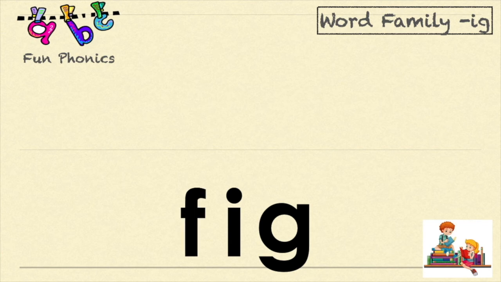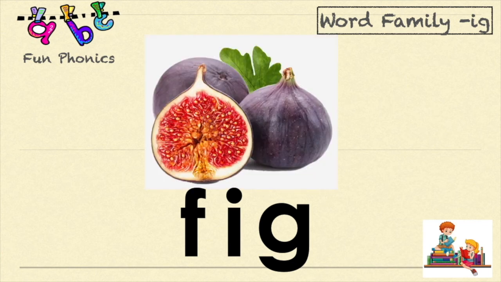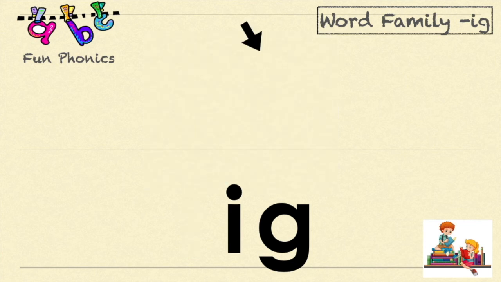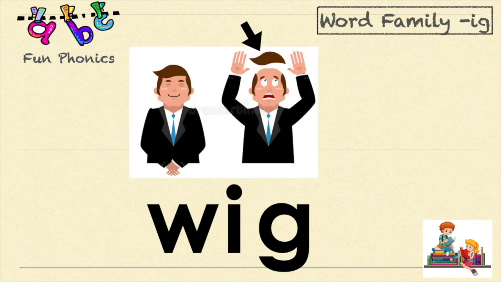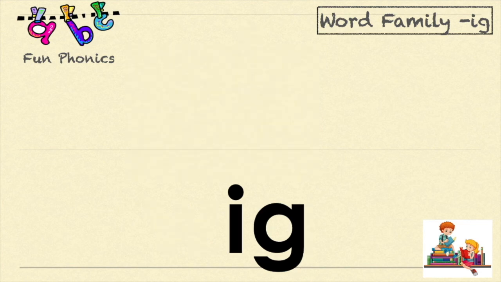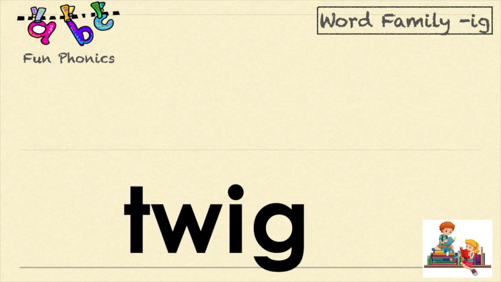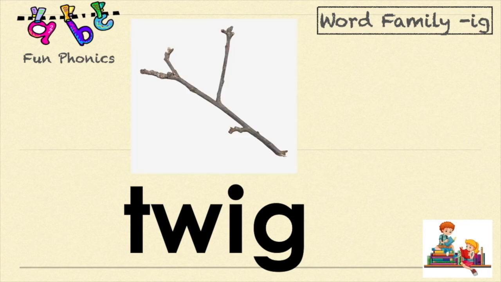Next is F. The sound of F is F. Fig. Another letter is W. The sound of W is W, as in wig. Wig. Now let's put two letters, T and W. T, W, ig. Twig. Let's read the words one more time.